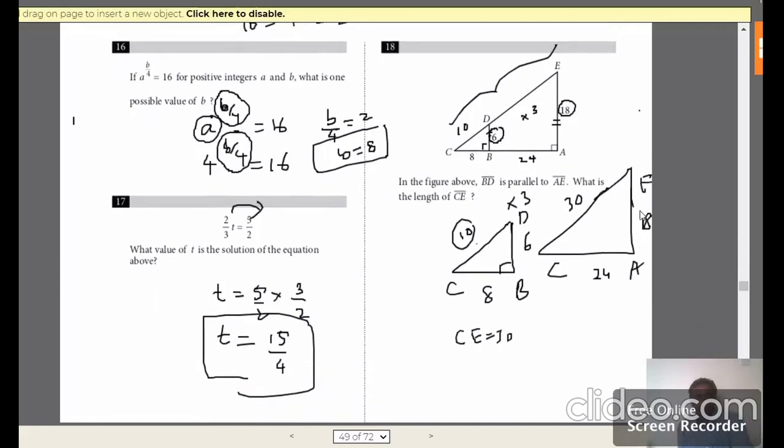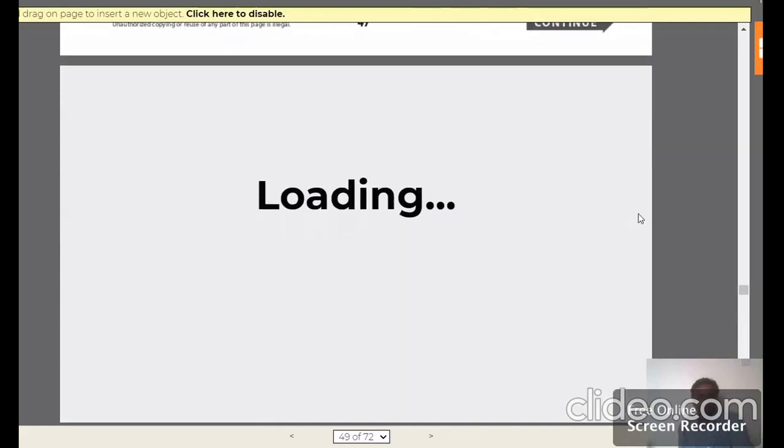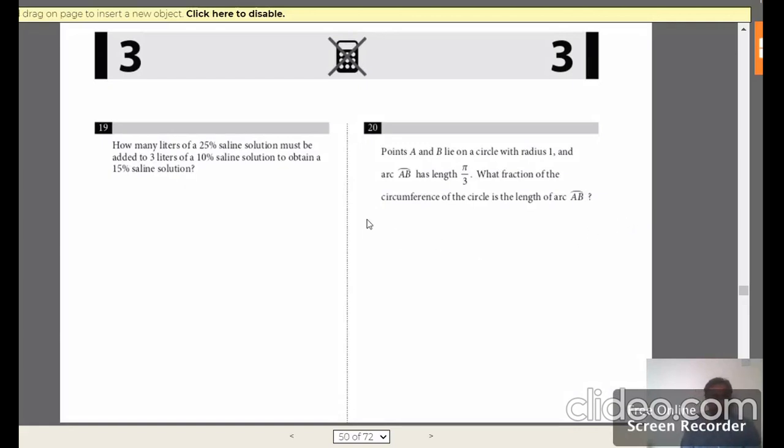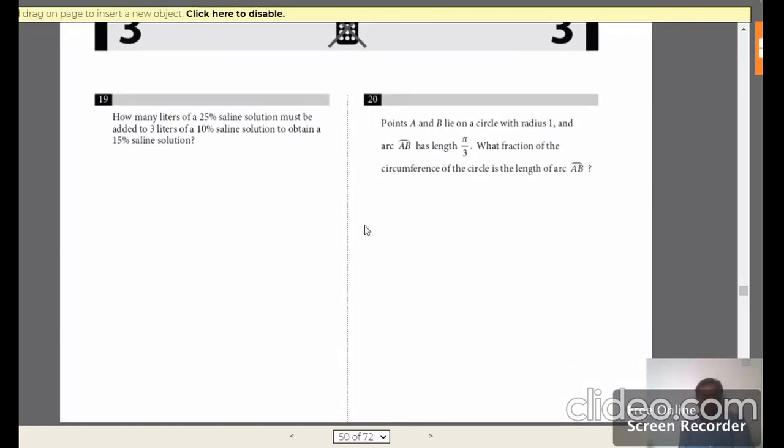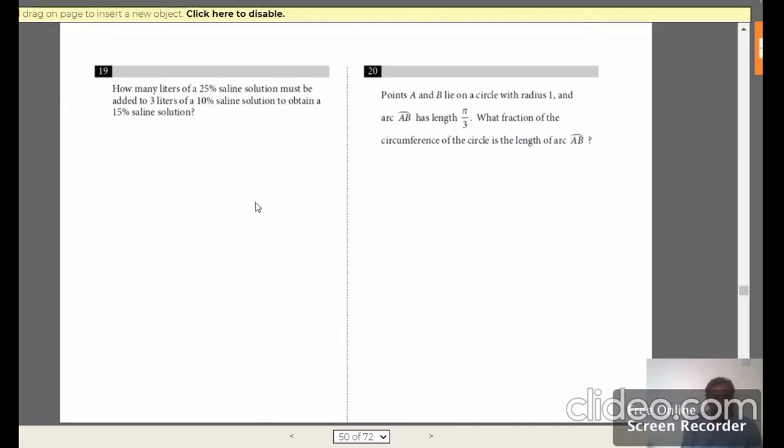Hope you got it. Moving on to the final set of questions that we have. How many liters of 25% saline solution must be added to 3 liters of 10% saline solution to obtain 15%? This is a very critical sort of word problem, but you need to understand what the terms given to you are. So we are going to get the terminology correct.